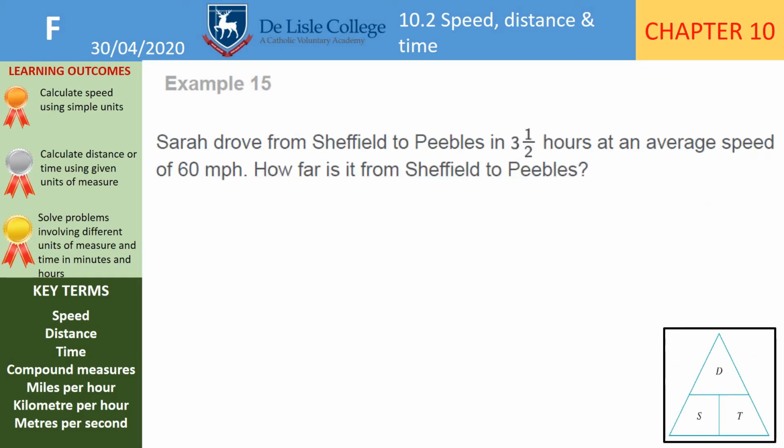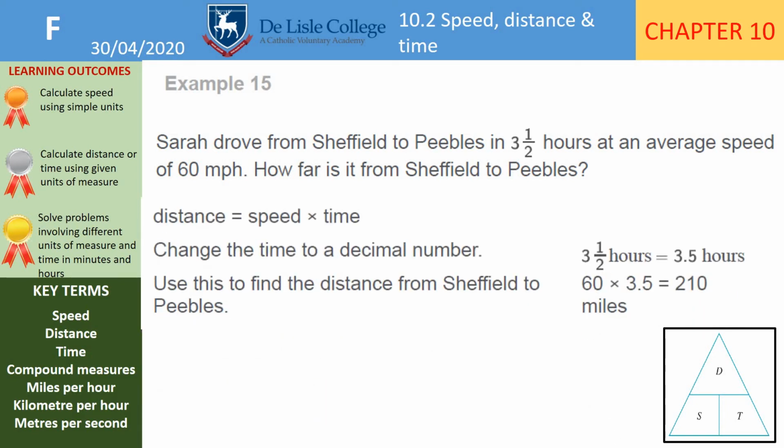Example 15. Sarah drove from Sheffield to Peebles in 3.5 hours at an average speed of 60 miles an hour. This is our silver learning, calculating a distance. How far is it from Sheffield to Peebles? So if you cover up D in your triangle, you should find out that distance is speed times time. Now we can't necessarily put 3.5 into our calculator as a mixed number unless we've got a sophisticated calculator. So we possibly may turn it into 3.5 hours.